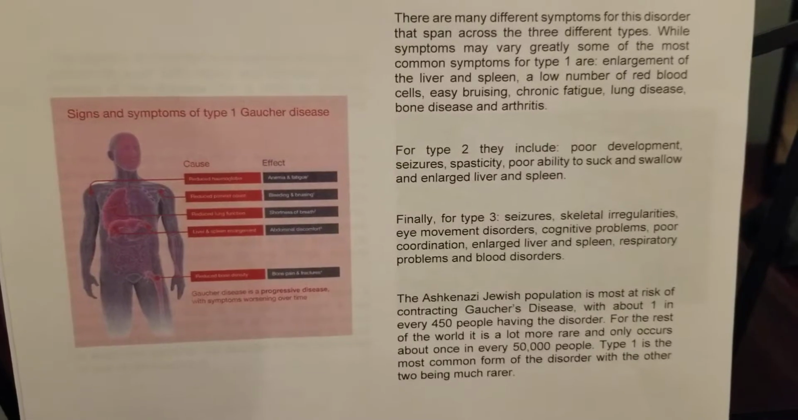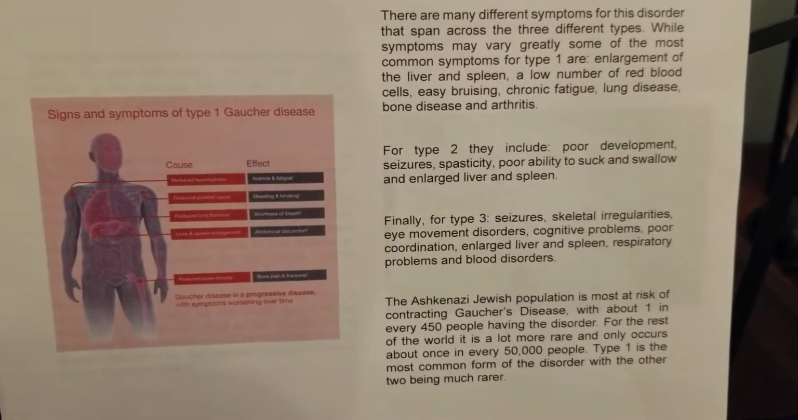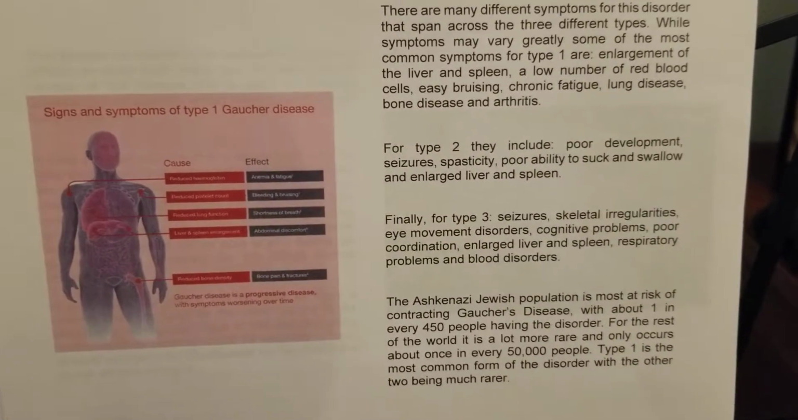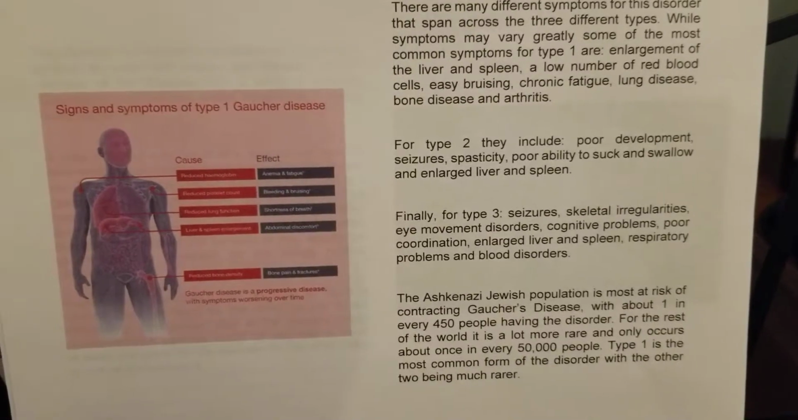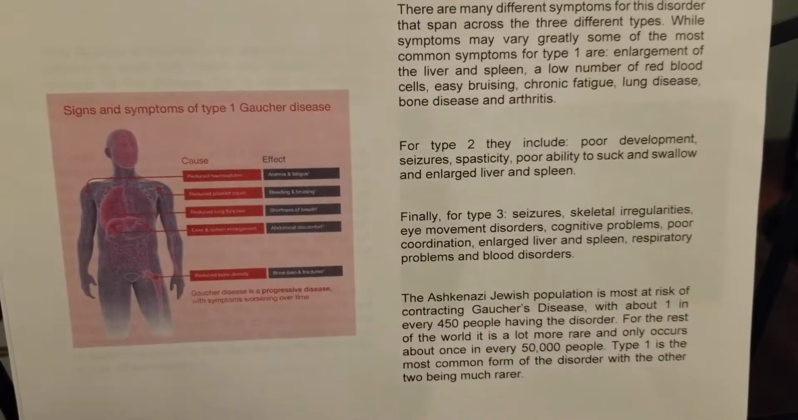450 people having the disorder. For the rest of the world, it's a lot more rare and only occurs about once in every 50,000 people. Type 1 is the most common form of the disorder, while the other 2 are much rarer.